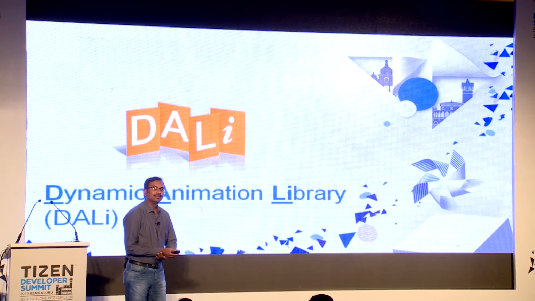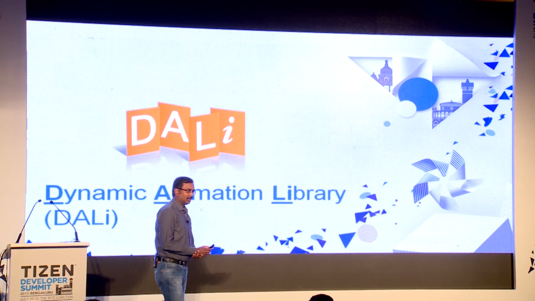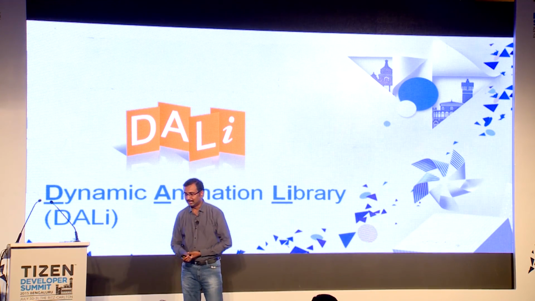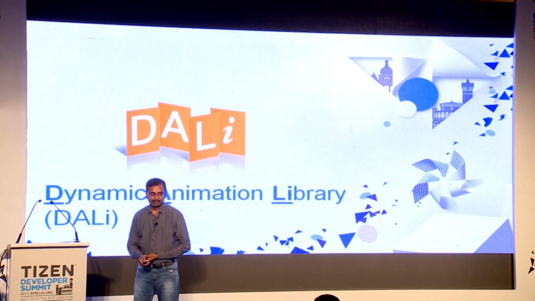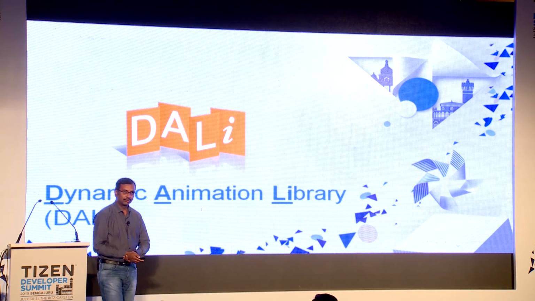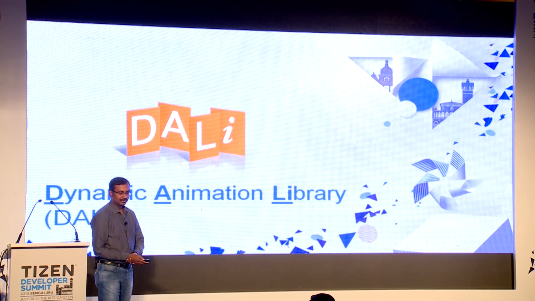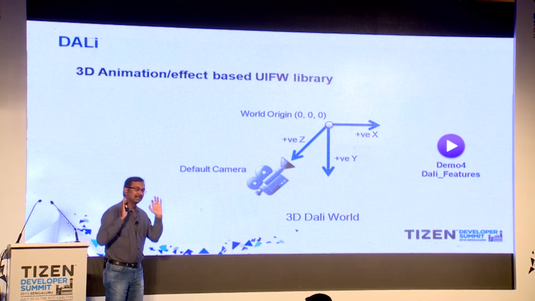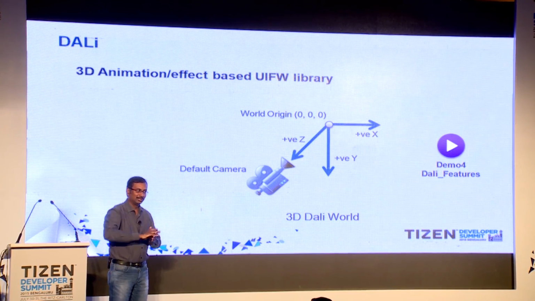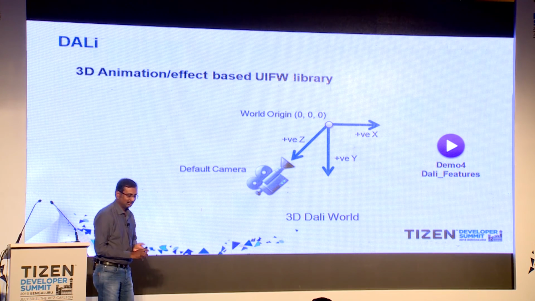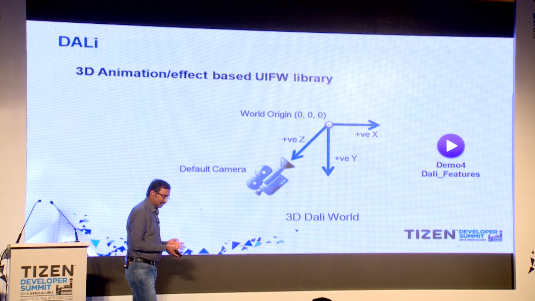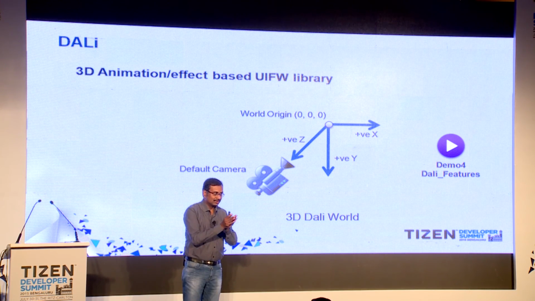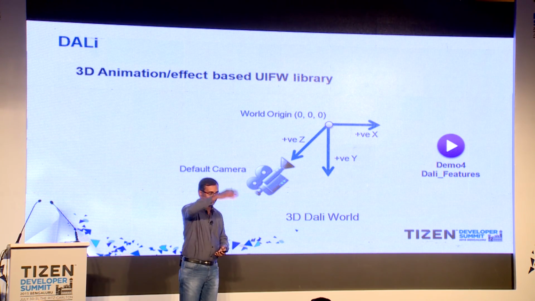Okay, so that's the end of the EFL session. We'll move on to the DALI part. DALI is a dynamic animation library. It's a Tizen homegrown 3D UI framework. The DALI concept itself is completely on a 3D plane, and the camera position always looks into the negative Z direction.